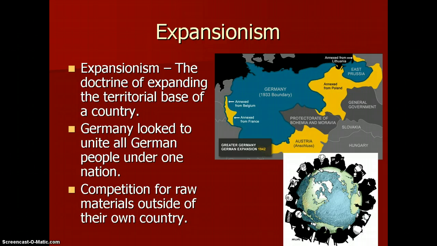Expansionism was also used to gain more raw materials. Materials were needed to help spur economic and military development, and certain countries had certain materials, so world powers would use their power to take those resources from weaker countries.